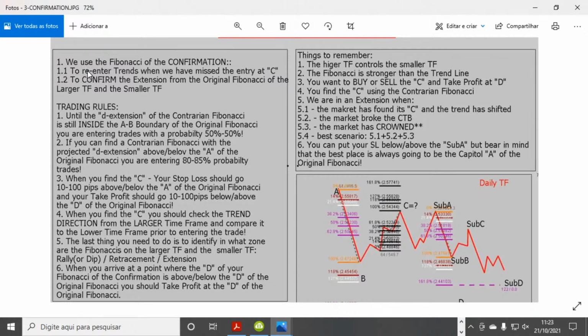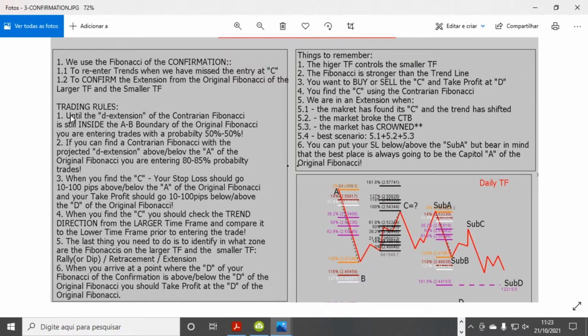So we are using the Fibonacci of the confirmation to re-enter trends when we have missed the entry at the C 1.2 to confirm the extension from the original Fibonacci of the larger time frame and the smaller time frame.